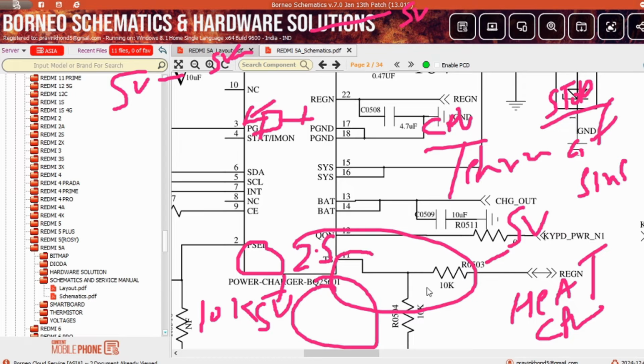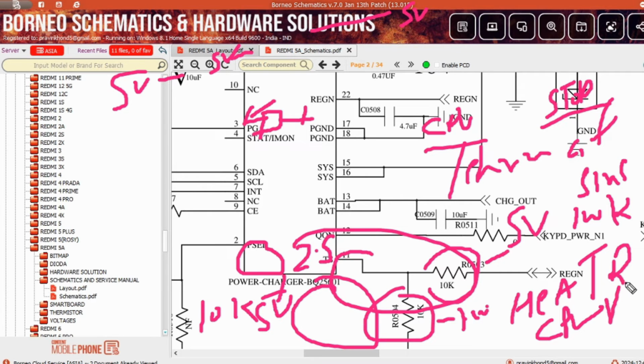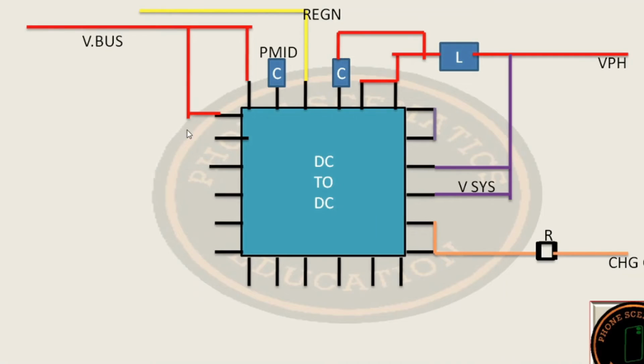Clear? If you do not have a 10K resistance, but you have a 200K resistance, then replace with 100K resistances, both of them, because according to the divider circuit formula, when both resistances R1 and R2 are the same value, the voltage will be half. Clear? Understood? Now draw this in the block diagram. Clear? Now this REGN line gets 5 volt.